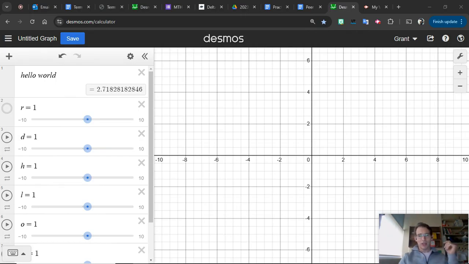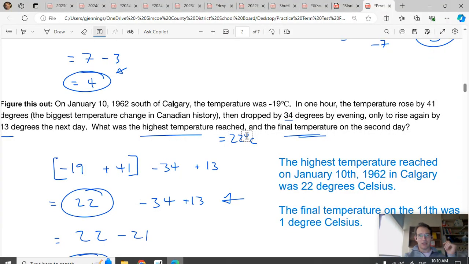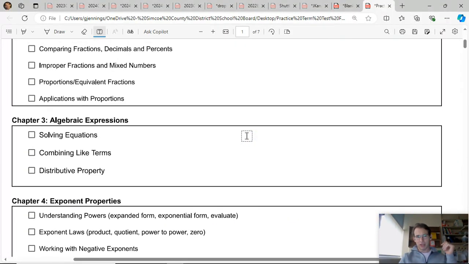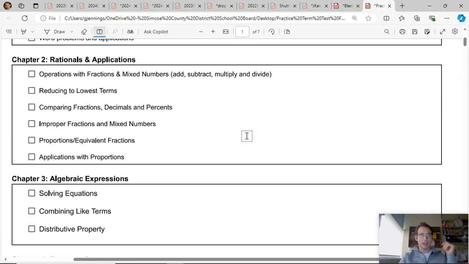In any case, we are looking at this package here, which is the review package for the term test. And we're looking at the rationals and applications section. Please do use this checklist to make a note to yourself. I can do that thing. I can do that thing. I need to ask a question and then make a plan.